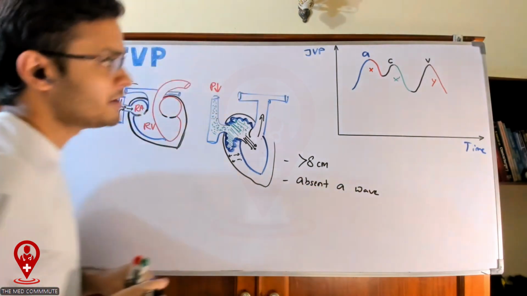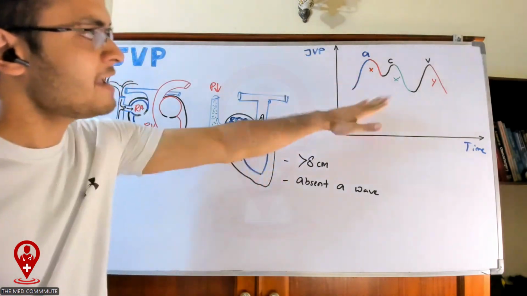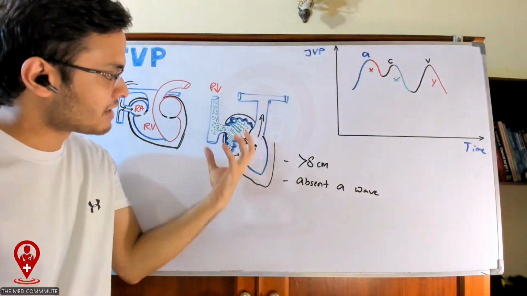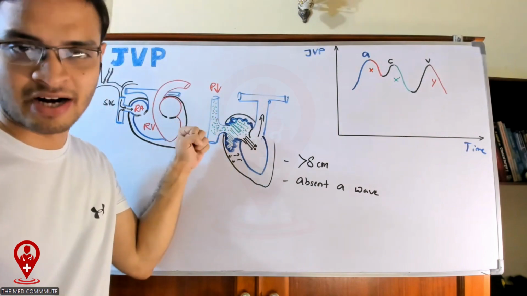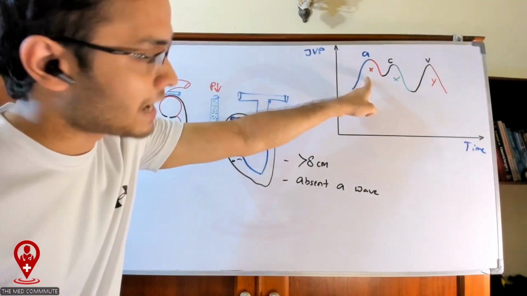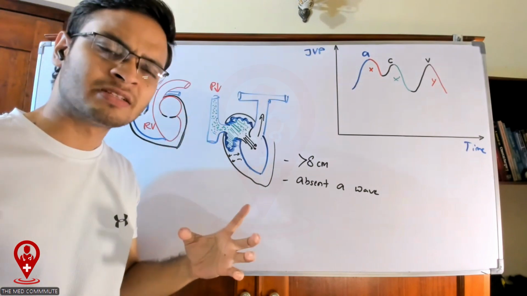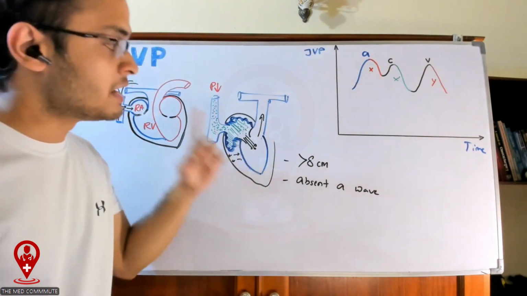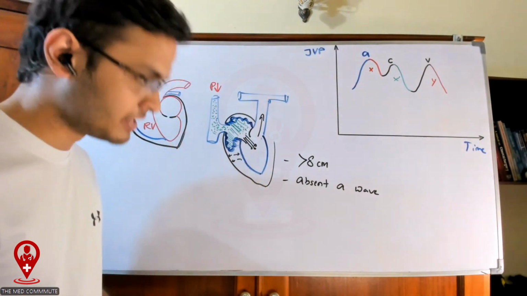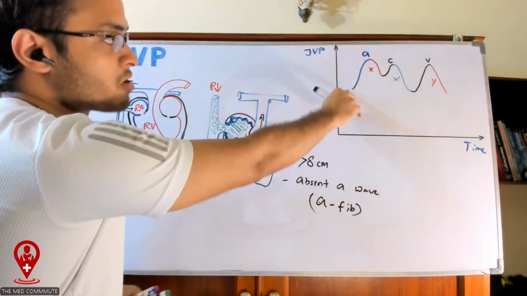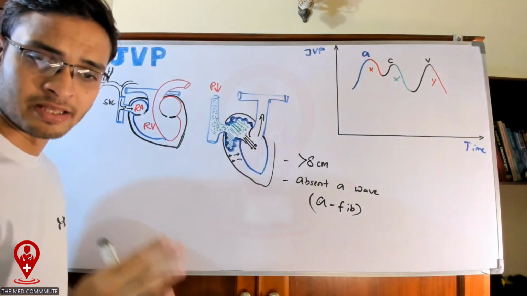Now, when do you think we see an absent A wave? What did the A wave signify? The A wave signifies right atrial contraction. So if the A wave is absent, what does that mean? The right atrium is not contracting properly. What is one of the most common conditions? I want you all to remember atrial fibrillation. In atrial fibrillation, we will not see the A wave.